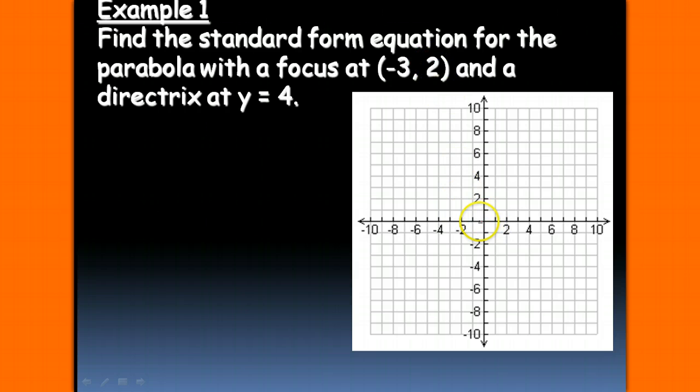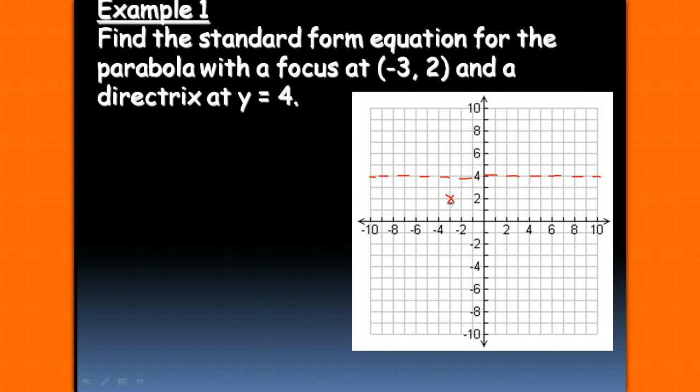So let's go ahead and plot that. I'm going to go 1, 2, 3 over. I'm going to go 1, 2 up. Now we're going to show our focus by drawing a little x. Okay, that's just the way we show our focus. All right, and then we also know that we have a directrix at y equals 4. So I'm just going to go ahead and draw my directrix at y equals 4. And it's going to be sort of straight, you know. All right. So we have that directrix at y equals 4. We have our focus at negative 3, 2.